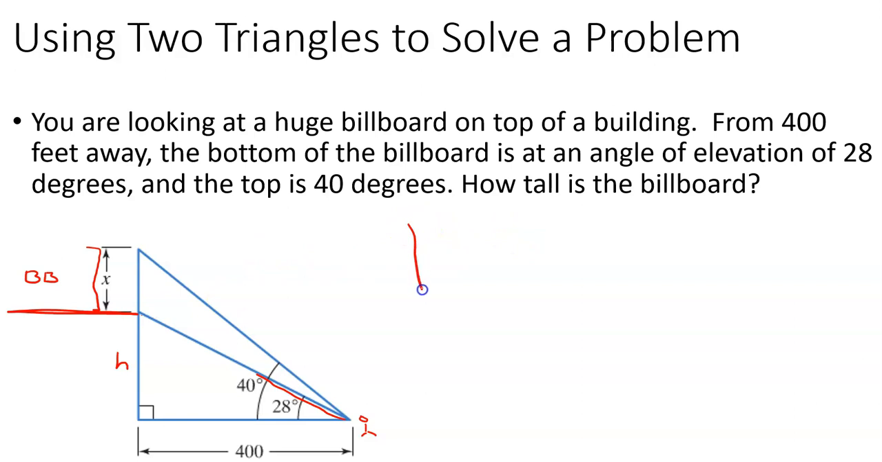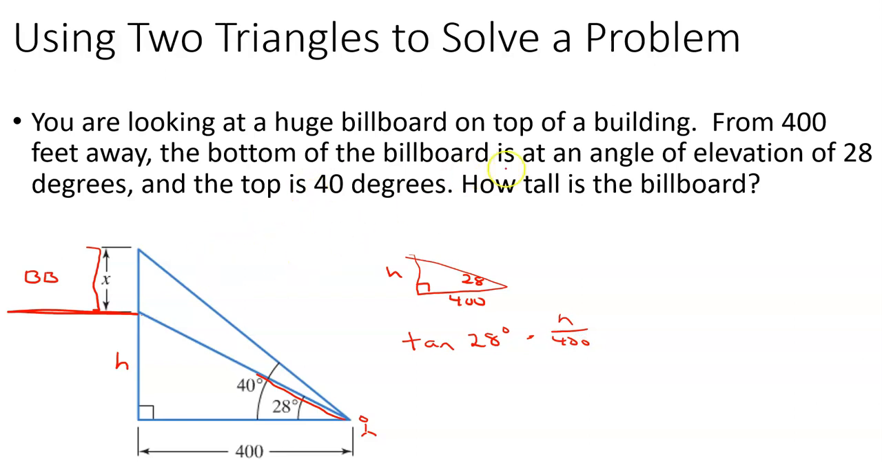So let's look at the small triangle. The small triangle is the one down the bottom that has a 28 degree angle. The base here is 400. The height is h. Based on the information in that triangle, I know opposite and adjacent from that 28 degree angle. Opposite and adjacent is tangent. So I get the tangent of 28 degrees equals opposite over adjacent.